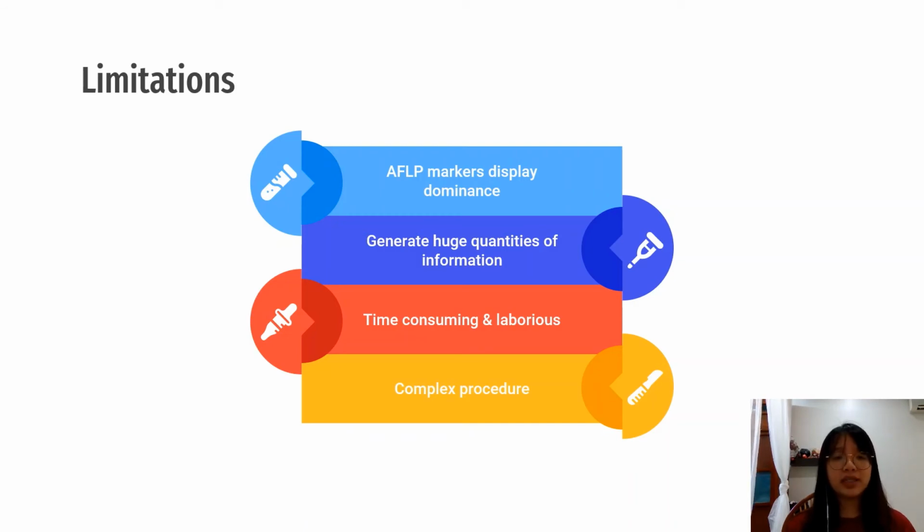The other limitation is it generates huge quantities of information. This huge quantity of information has to be analyzed by using computer technology. AFLP is technically demanding in the laboratory, and since it generates huge quantities of information, it is very time-consuming and laborious for data analysis. The last limitation for AFLP is it has a complex procedure. There are 4 steps involving digestion, ligation, amplification, and PCR. That's all from me. Thank you.